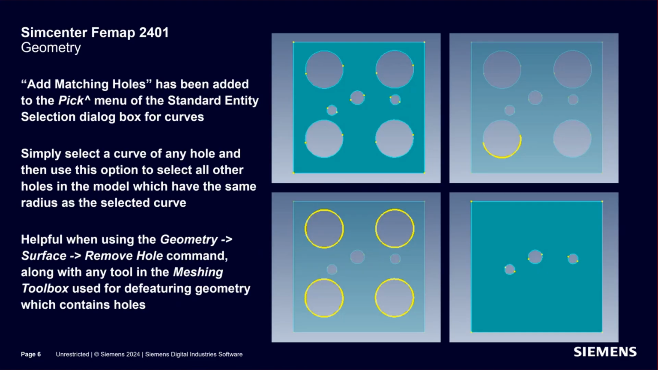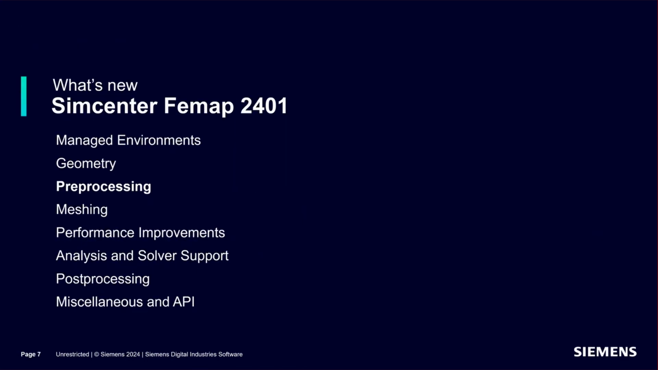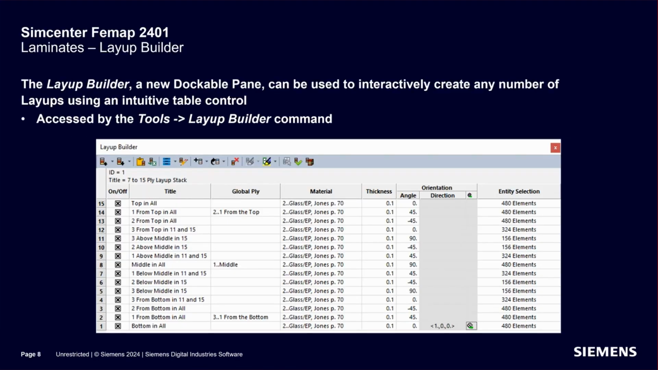Not a big deal. In geometry, we just added an Add Matching Holes option on the pick menu for curves. It'll grab all the holes of the same size. You could already do this in a more advanced way, but this is one quick pick where you pick a couple of different ones, and then you can find the holes of the same size. That's not bad at all, especially for getting rid of a lot of holes of a particular size quickly.